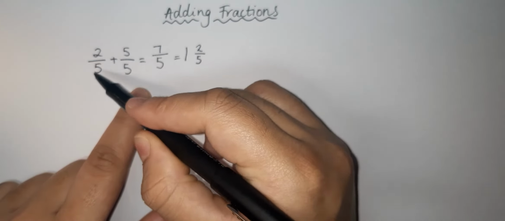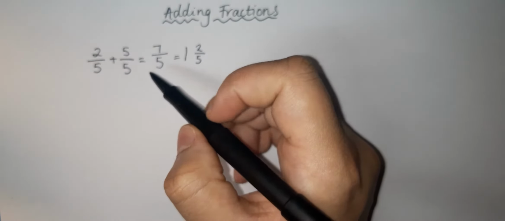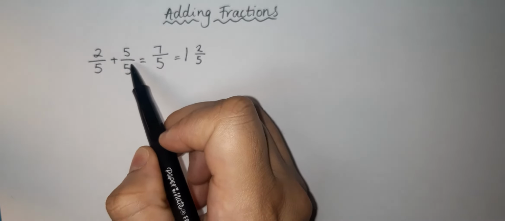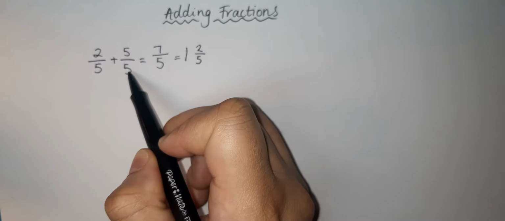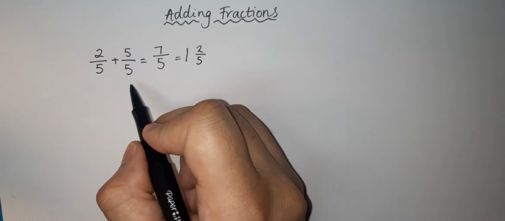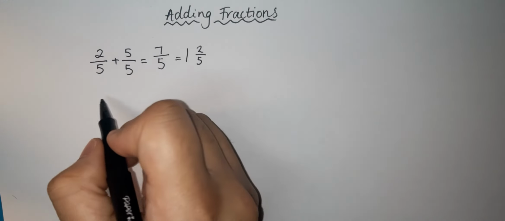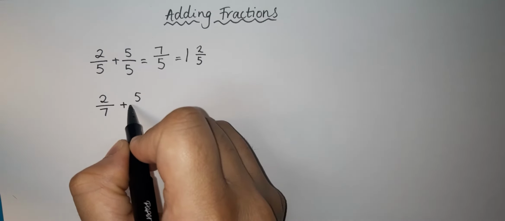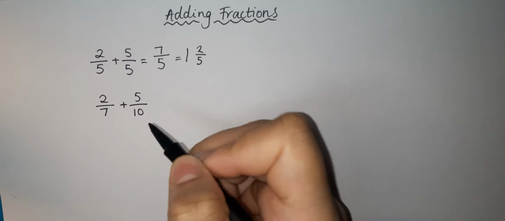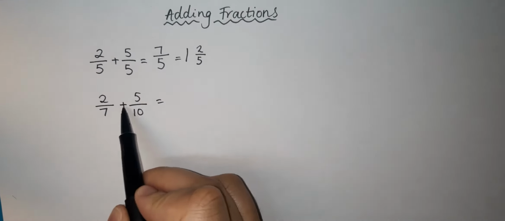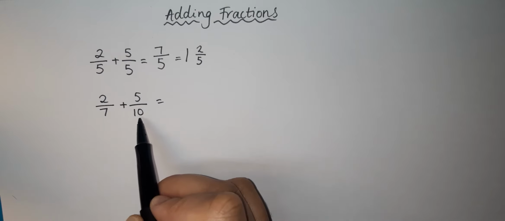But just for the sake of looking at how we add them, if we had 2/5 and 5/5, only because the denominators are the same, that is why we can add the top numbers. However, what if the denominators are not the same? So if we had 2 over 7 add 5 over 10, what would we do then? We can't do 2 plus 5 because the denominators are different.